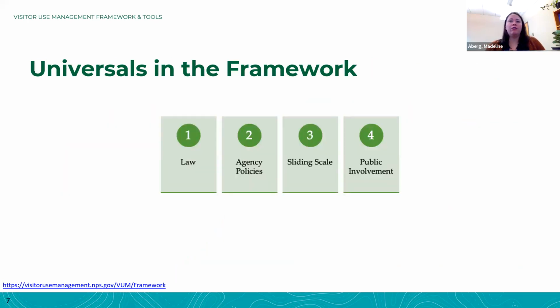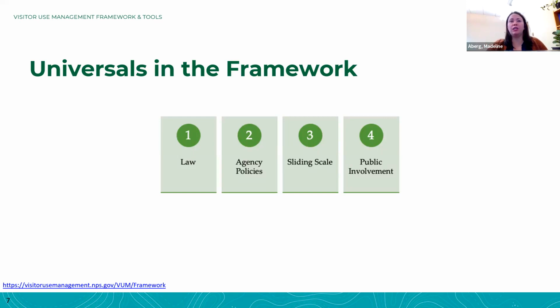Within the framework, there are 4 universals. Number 1 is law. This establishes the overall agency scope of authority. It might create special considerations or requirements depending on the enabling legislation of the agency. Next up is agency policies, which establish the specific priorities and processes of the agency. And together, the law and the agency policies create basically the sideboards for establishing desired conditions within that park.